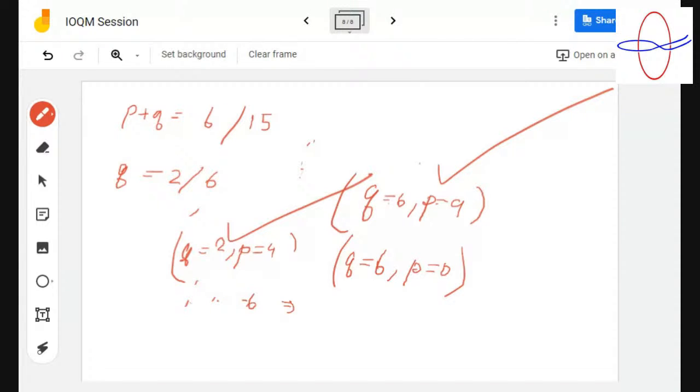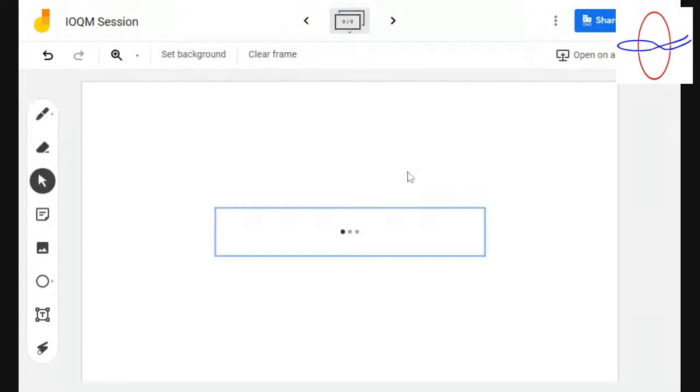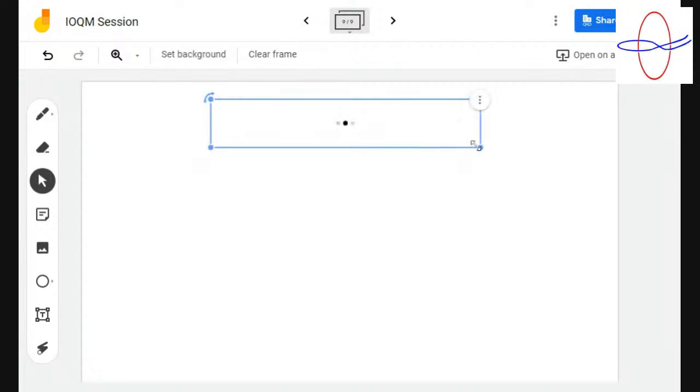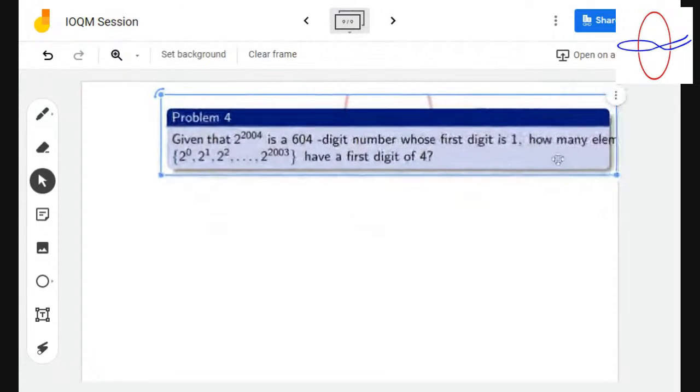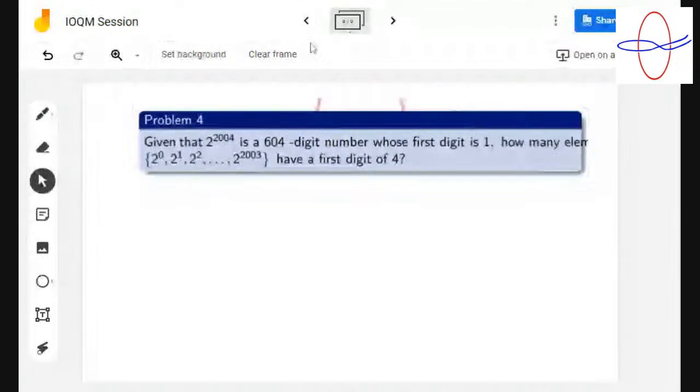So are you ready for the next problem, guys? These are all easy problems. The next problem is a bit more challenging one. Yeah, only two.